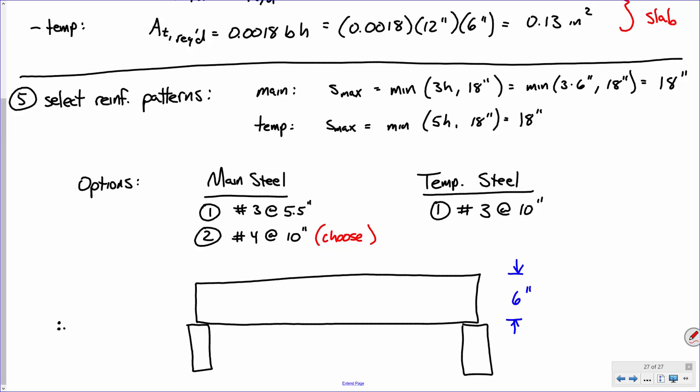So I'll say my main steel will go like this, okay? And we'll say that that main steel is number 4s at 10 inches. My temperature steel will run in and out of the page, or in and out of the screen. And it's going to look something about like this.